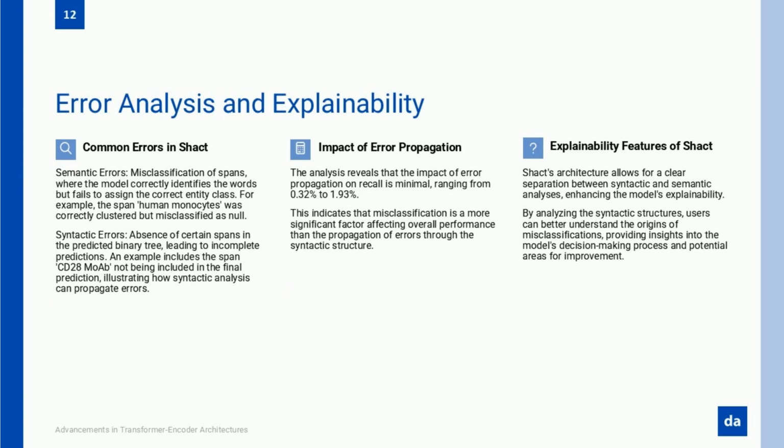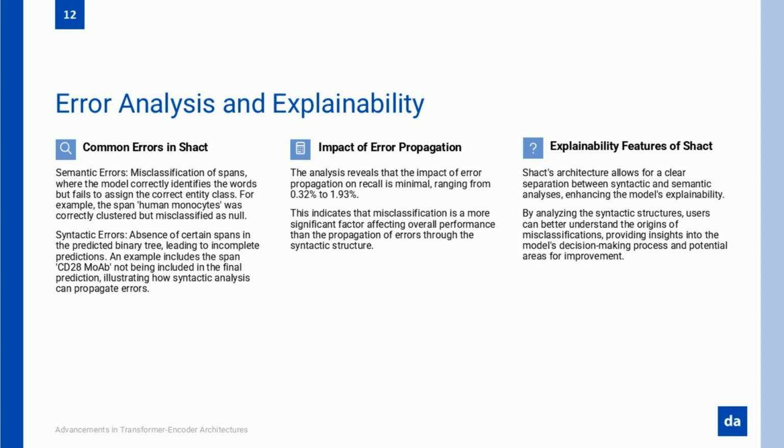As I sift through the researchers' final notes, I find their focus narrowing to a crucial element of their work: error analysis and explainability. This wasn't just about identifying where SHACT succeeded or failed. It was about understanding why. To the researchers, these errors weren't setbacks. They were opportunities to refine the model, to learn from its limitations, and to push it closer to perfection. The first area they examined was common errors in SHACT.